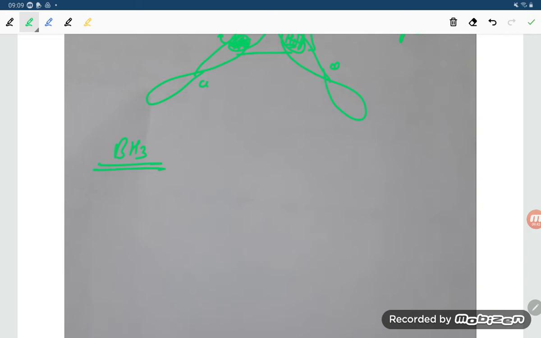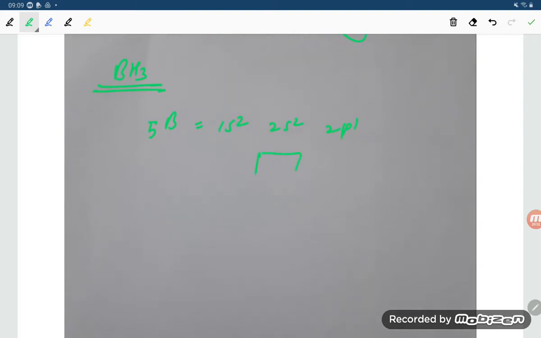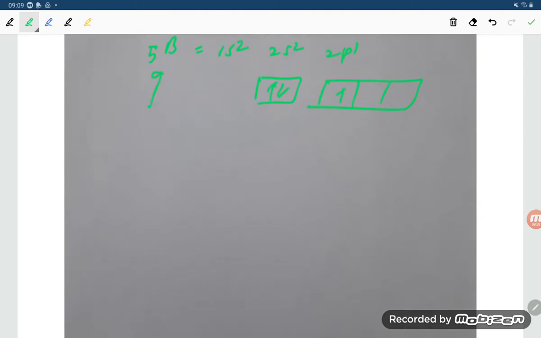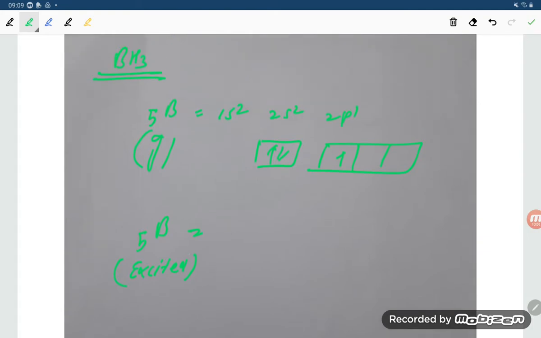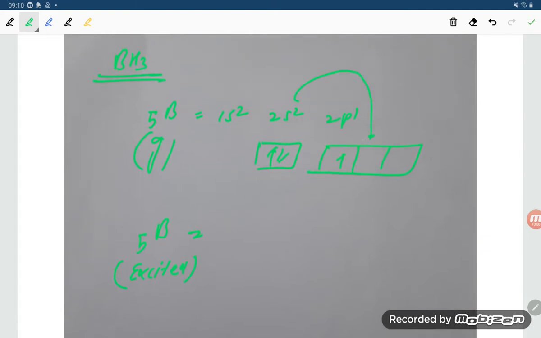One more example I am explaining, students: BH3 is also an example of this type of hybridization. How? Boron has 5 electrons, configuration 1s2, 2s2 and 2p1. In the ground state configuration, here is 1 2 and here is 1. In the excited state, one electron from the 2s2 jumps to the 2p. So this is 1s2, the inner shell, then 2s1 and 2p2, that is 1 electron in 2s and 2 electrons in 2p.